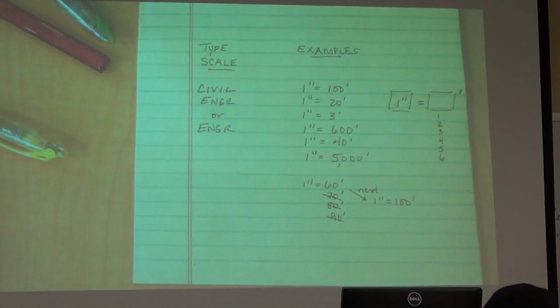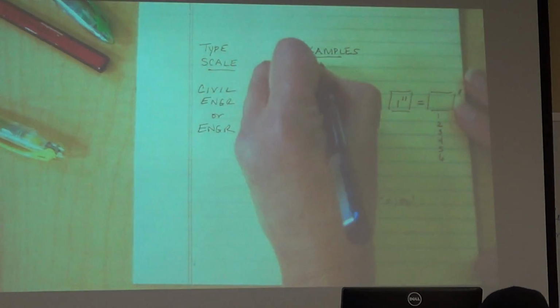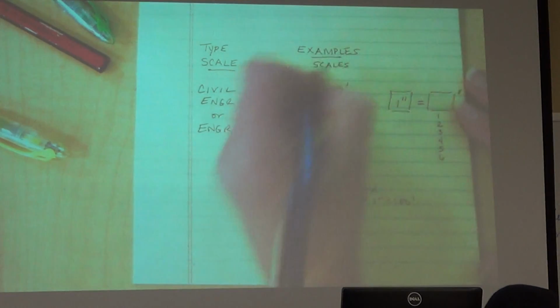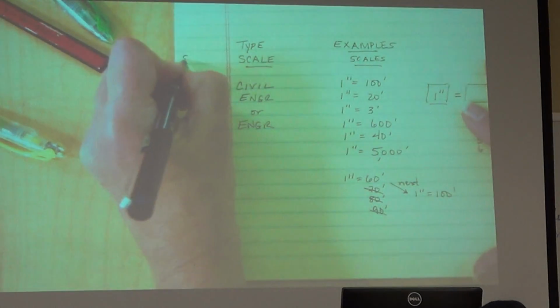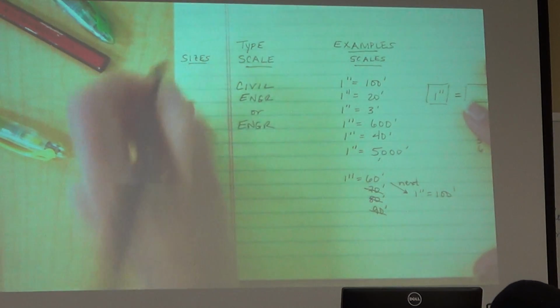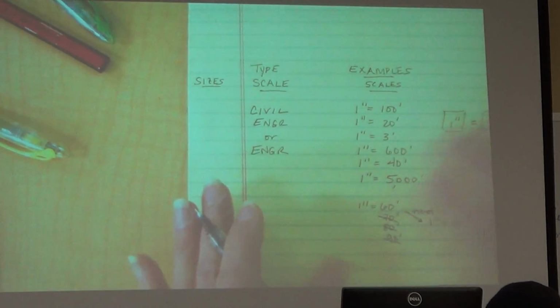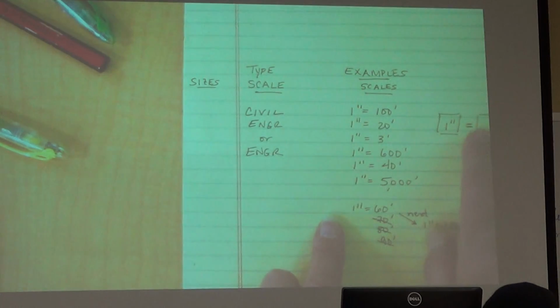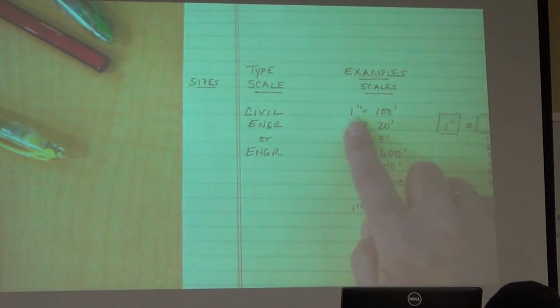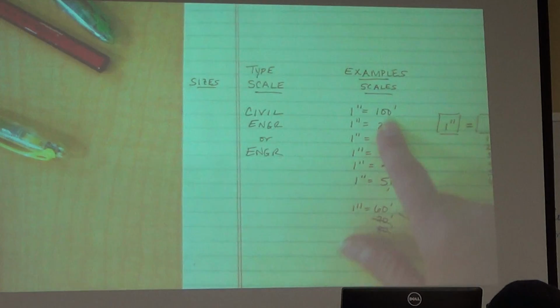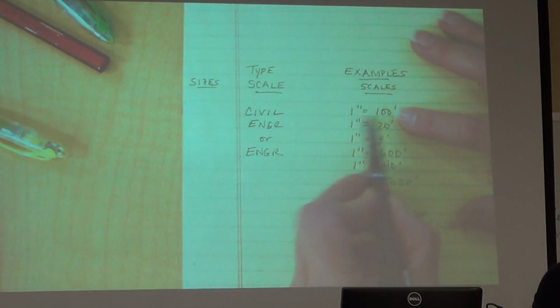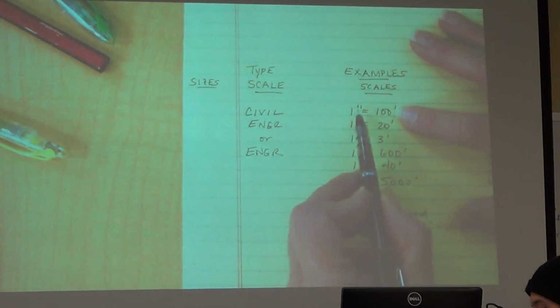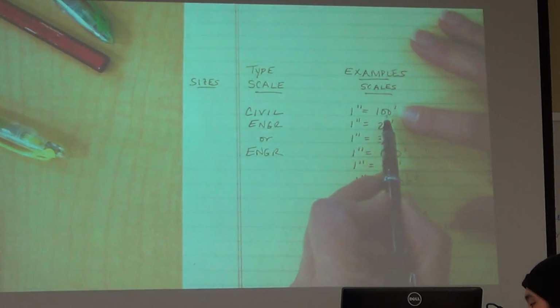Everybody good? Okay. Now, these are examples of scales. There's another word that you need to know, called sizes. Sizes is converting the scale to something where you're using the same units. So for the engineering, you notice it's 1 inch to so many feet. Let's take this 1 inch is equal to 100 feet. If I wanted to have both of these with the same units on the left and the right side, what would the scale be? 1 inch is equal to 100 times 12?